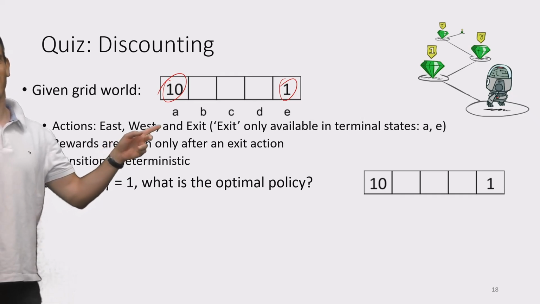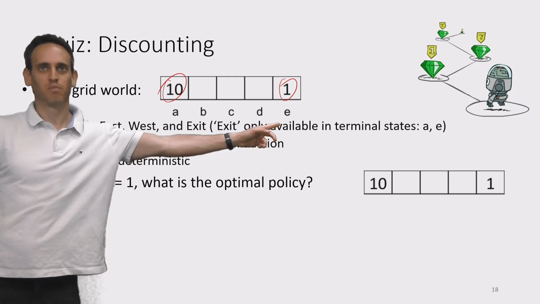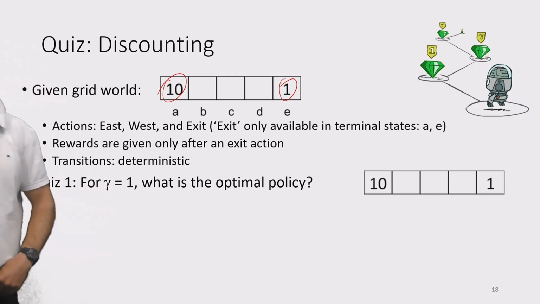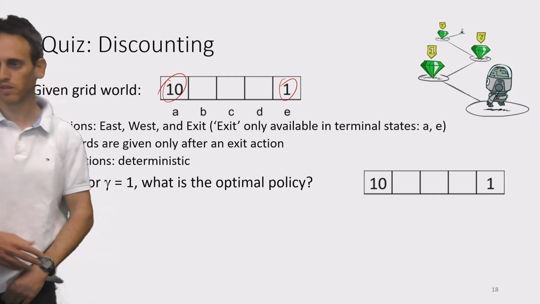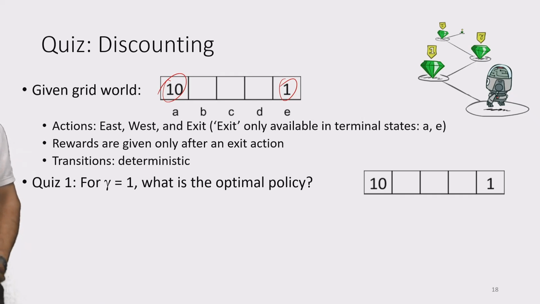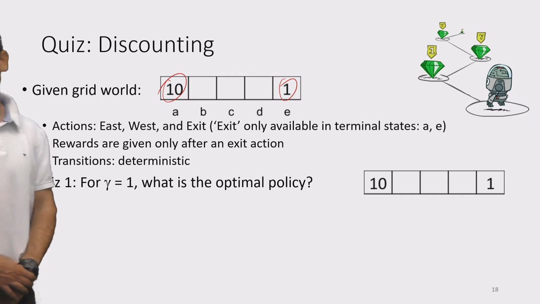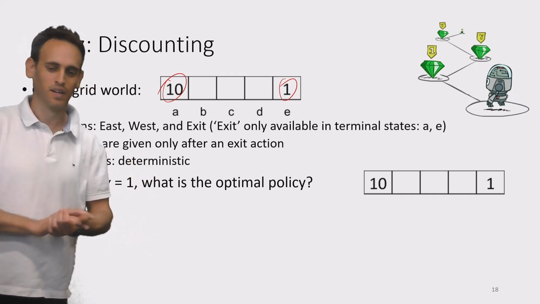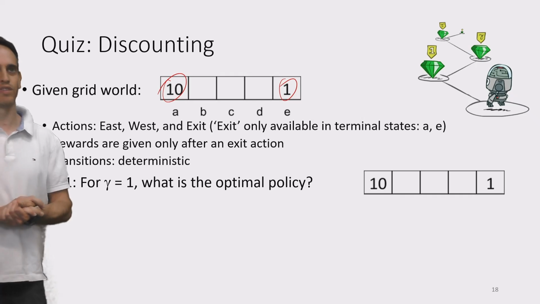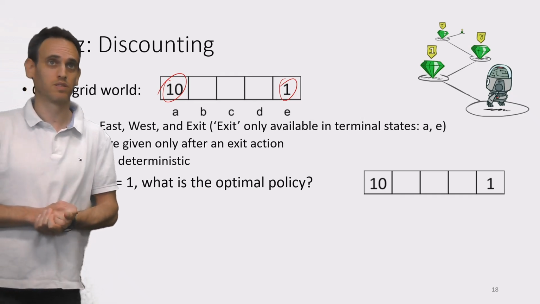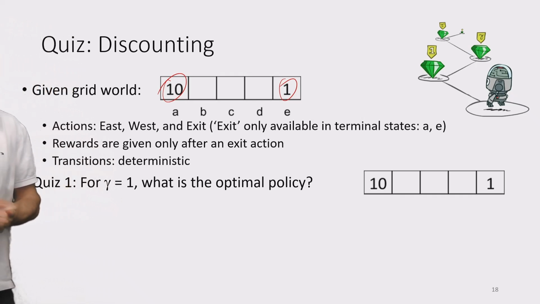And in states A and E, it can perform a different action, only the action exit, which terminates the trajectory. The agent will exit and will receive an immediate reward that is either 1 or 10. So the rewards are only given after the exit action, and the transitions for this case are deterministic. I know I said previously that in a deterministic setting we don't want to apply reinforcement learning solutions, but for the sake of this example, just to give an example of how discounting works and what would be the impact of discounting on the optimal policy.